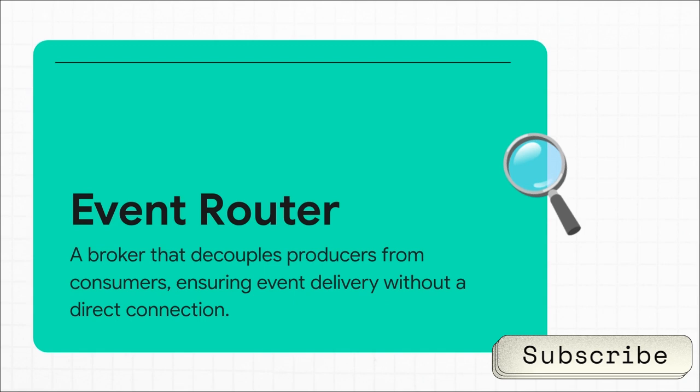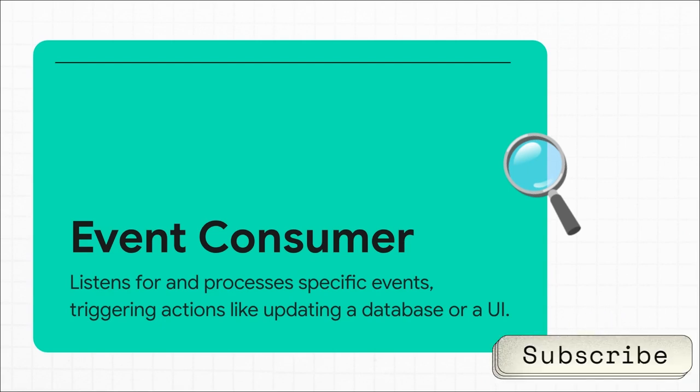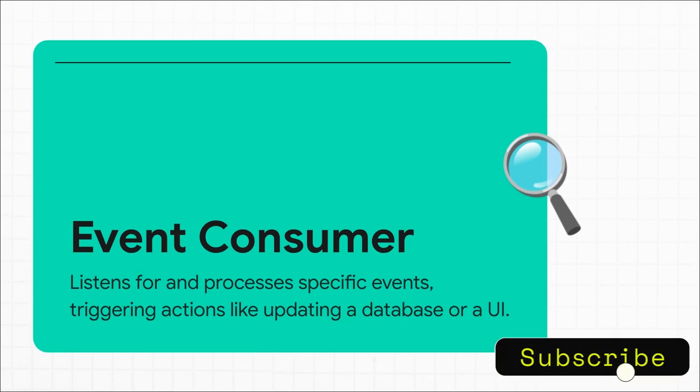Next up, that Buy Now event lands at the event router. Think of this as the system's central post office. It takes in all the events from everywhere and directs them exactly where they need to go, all without the original sender and the final destination ever having to talk to each other directly. And that brings us to the final stop, the event consumer. This is any part of the system that has basically subscribed to certain types of events.